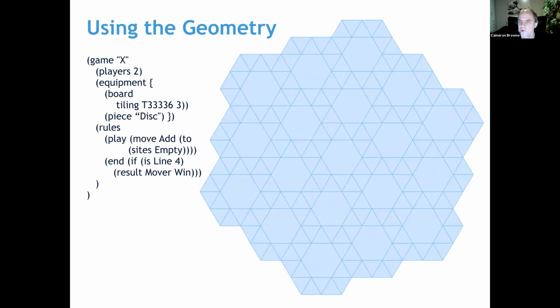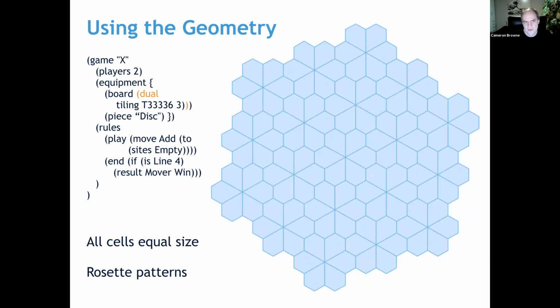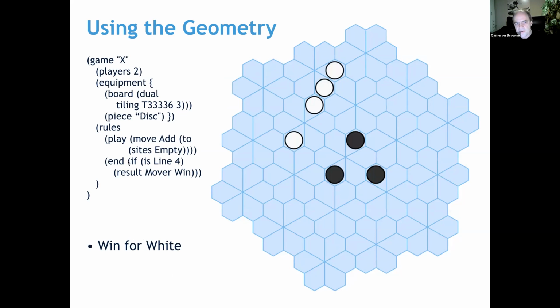And here's an example of using the geometry and incorporating it into the rules of the game. So here we have the 3-3-3-3-6 semi-regular tiling, which in itself is a bit strange and not that interesting for games. But if we take the jewel, suddenly we get this much more interesting and tractable tiling. So here all cells are of equal size, and they form these nice rosette patterns of 6 cells. Now with this rule set, a player wins if they make a line of 4. So here, white has made a line of 4, they win the game.